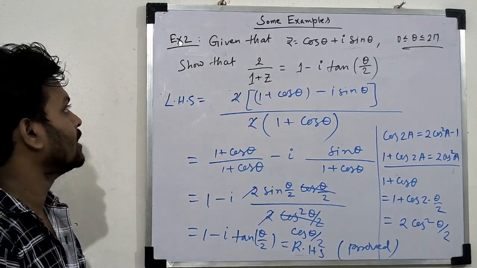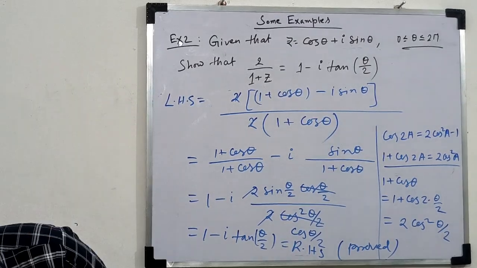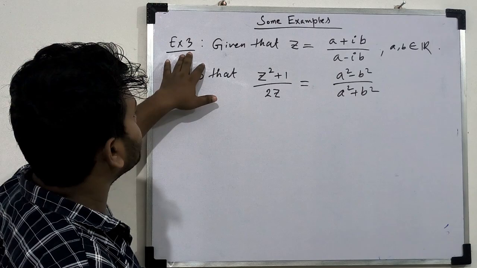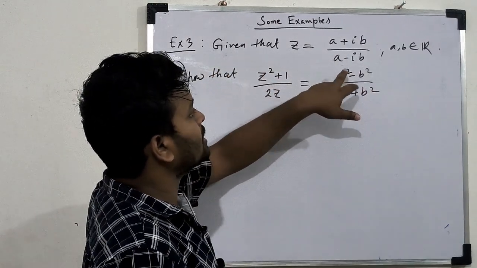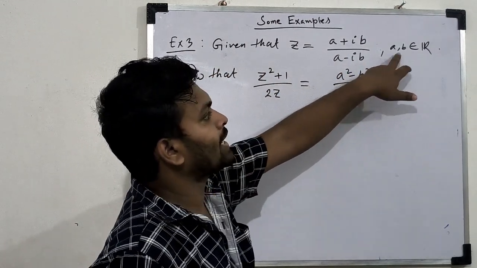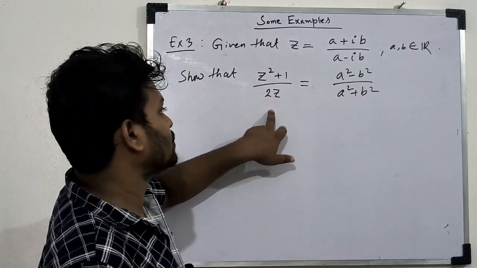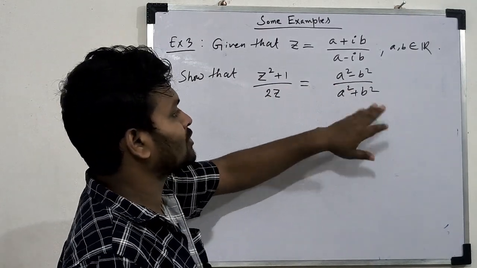This was the second example. You can note it. Now I will discuss the third example. Solve this question. Example 3. Given that z equals a plus ib divided by a minus ib, where a, b belong to R. So we have to show that z square plus 1 by 2z equals a square minus b square divided by a square plus b square.